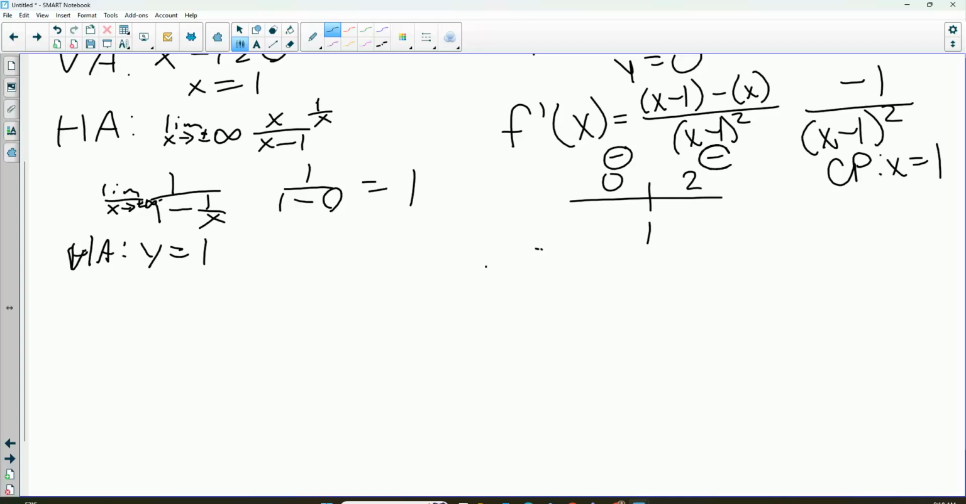Good. So doing a sign line, remember you plug those test points into your derivative. Both are negative. Can we say it's decreasing from negative infinity to infinity? No, because there's an asymptote at 1, so we do have to break this one up.